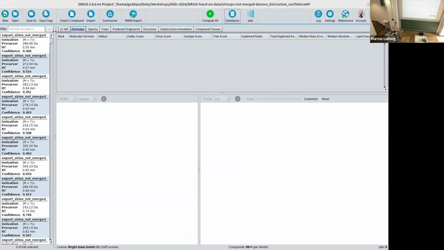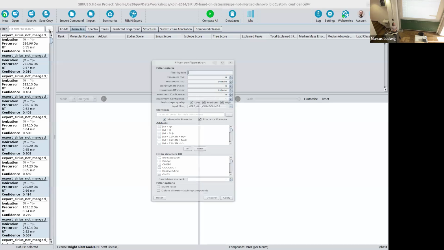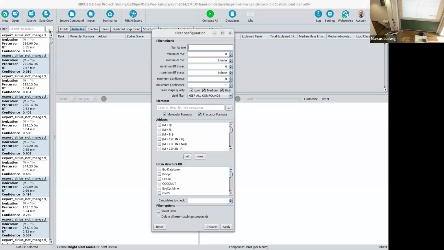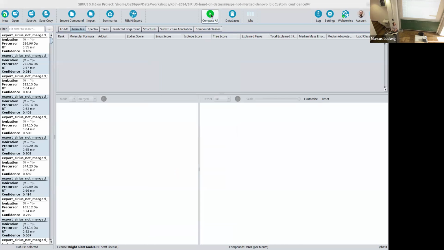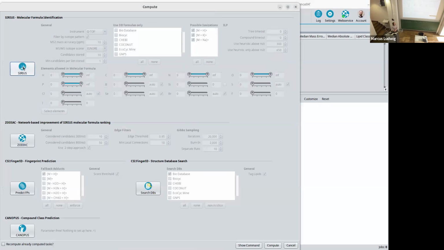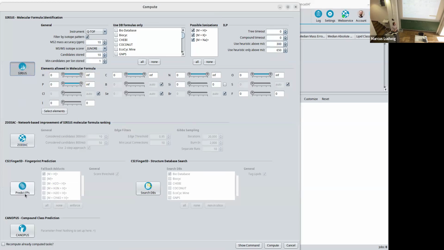And what we now wanted to do is basically search in a custom database. So we already did this, or I already did it for you. You can basically rerun the same thing on your MGF data by running Sirius, running fingerprint prediction, searching in a database, selecting next to bio also the custom databases, this one and the paper database, and just basically run it.